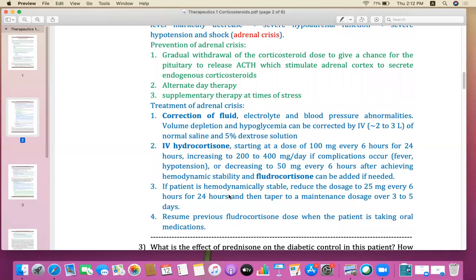What is the treatment of adrenal crisis? As we discussed in the lecture, what happens in adrenal crisis? There is shock and hypotension. So how can we manage the shock and the hypotension? For the correction of fluid, we need normal saline and 5% dextrose solution if the patient is hypoglycemic. And the most important drugs, as we discussed, are IV hydrocortisone, or you can add fludrocortisone by tapering.